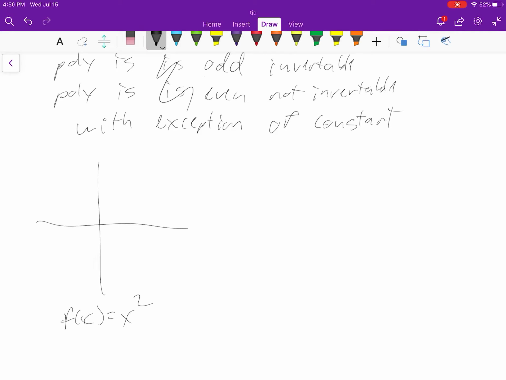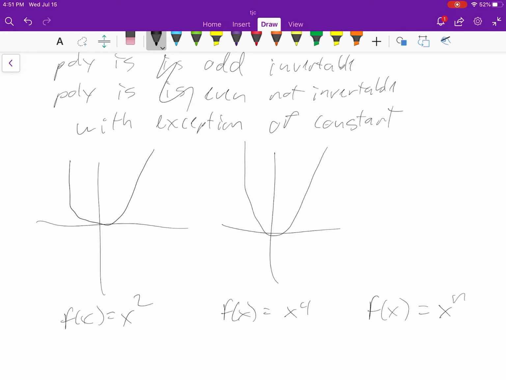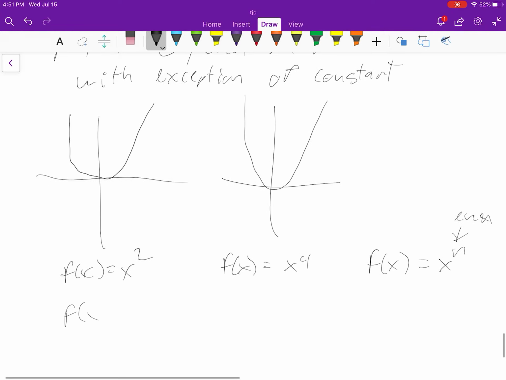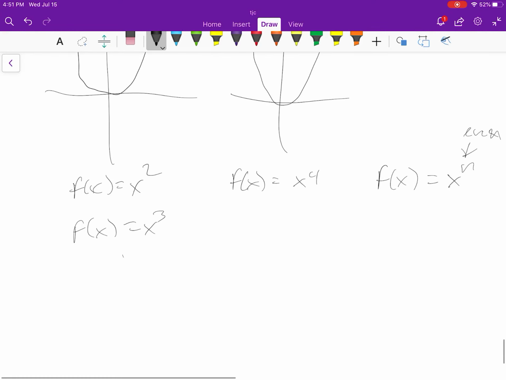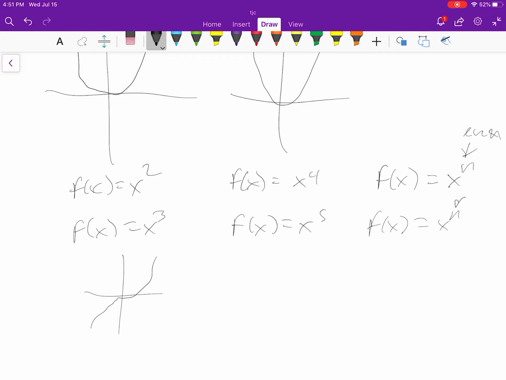So we already did f of x equals x squared, and we know it's not invertible. We could do f of x equals x to the fourth. It's also a parabola-like shape. It's not invertible. In fact, any f of x equals x to the n where n is even is not invertible. However, f of x equals x cubed, we noticed, was invertible. It looks like this. And you're going to find any f of x equals x to the fifth will be invertible. So if f of x equals x to the n and n is odd, those are invertible.